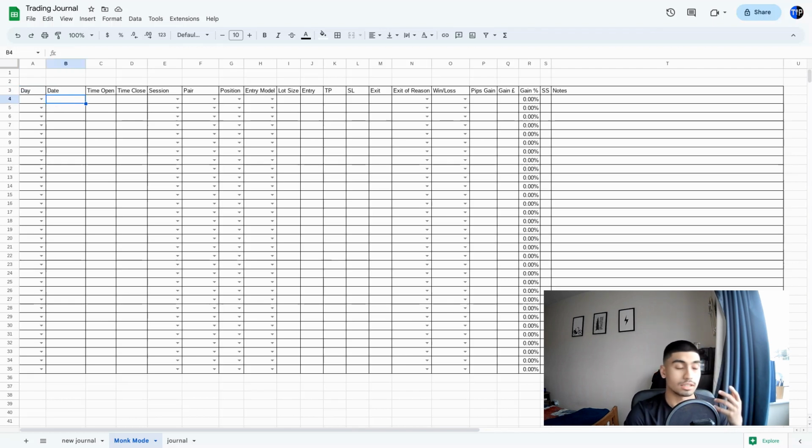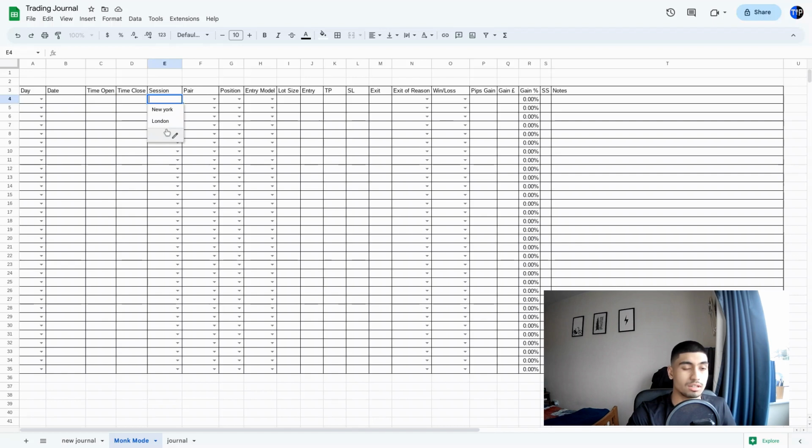Secondly, we've got date. And the only reason I have date is because if I want to go relive the trade back on TradingView charts, I can know exactly what to scroll to. Next to that, time open, time close. The most important one is time open, close not so much, but open is especially important because I want to know if there's a pattern for when my trade does develop, right? So then I can be there.